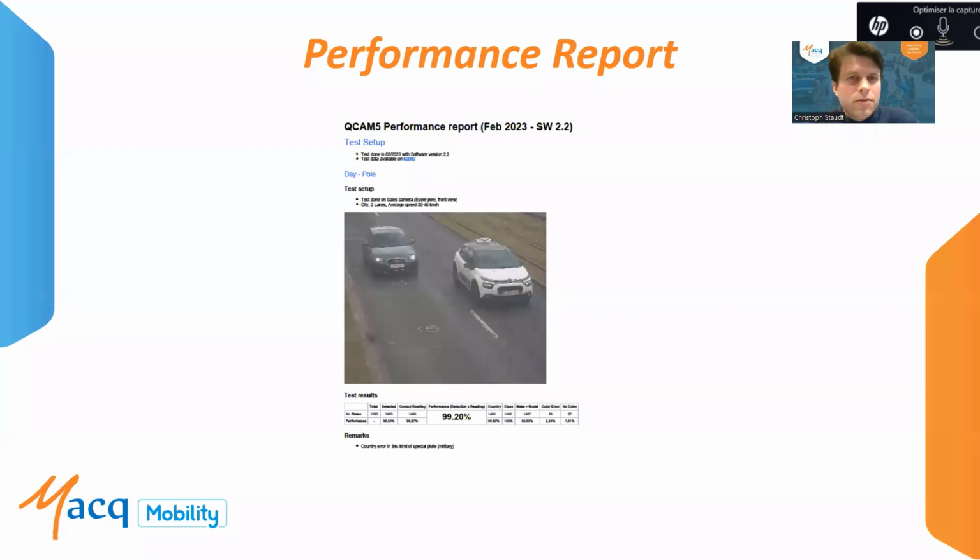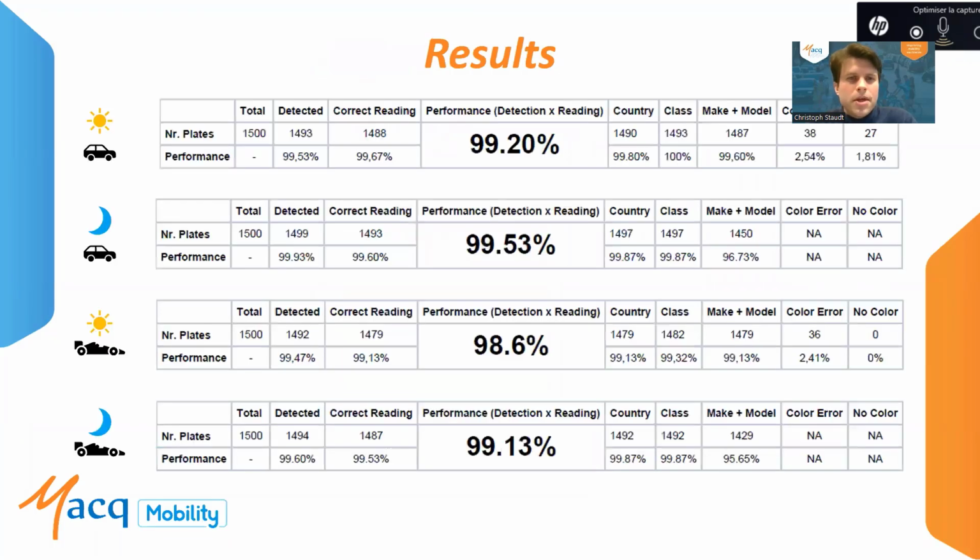We did a recent performance report a few weeks ago based on our new software and firmware. So here is, I would say, the summary of it. What we did is we took 4 scenarios: one in a city during daylight, one in a city during night, and the same for highways, so one during day and one during night. That's why 4 scenarios. In each scenario, we took 1,500 vehicles. And then I will explain column by column, starting from the left.